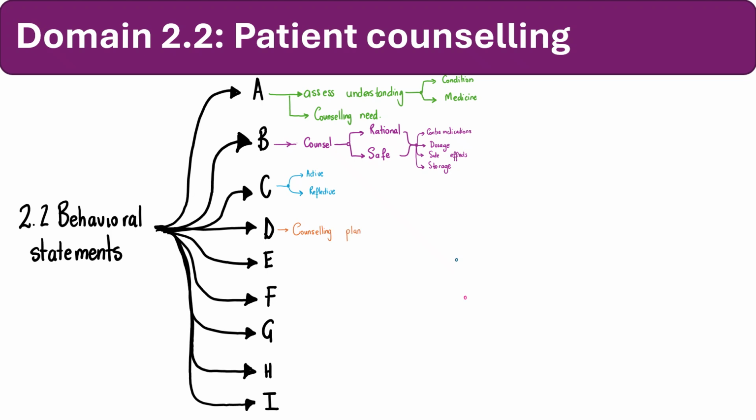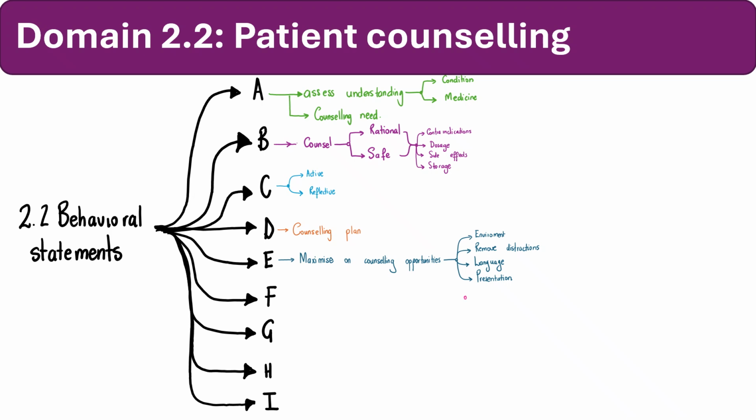Behavioral statement D is providing or counseling according to a counseling plan, which you can establish from the counseling need in behavioral statement A. Behavior statement E is about maximizing on counseling opportunities. This could include optimizing the environment, removing distractions, as well as using an appropriate language that the patient can understand. It could also include your presentation. So how you present yourself to the patient, maximize on counseling opportunities.